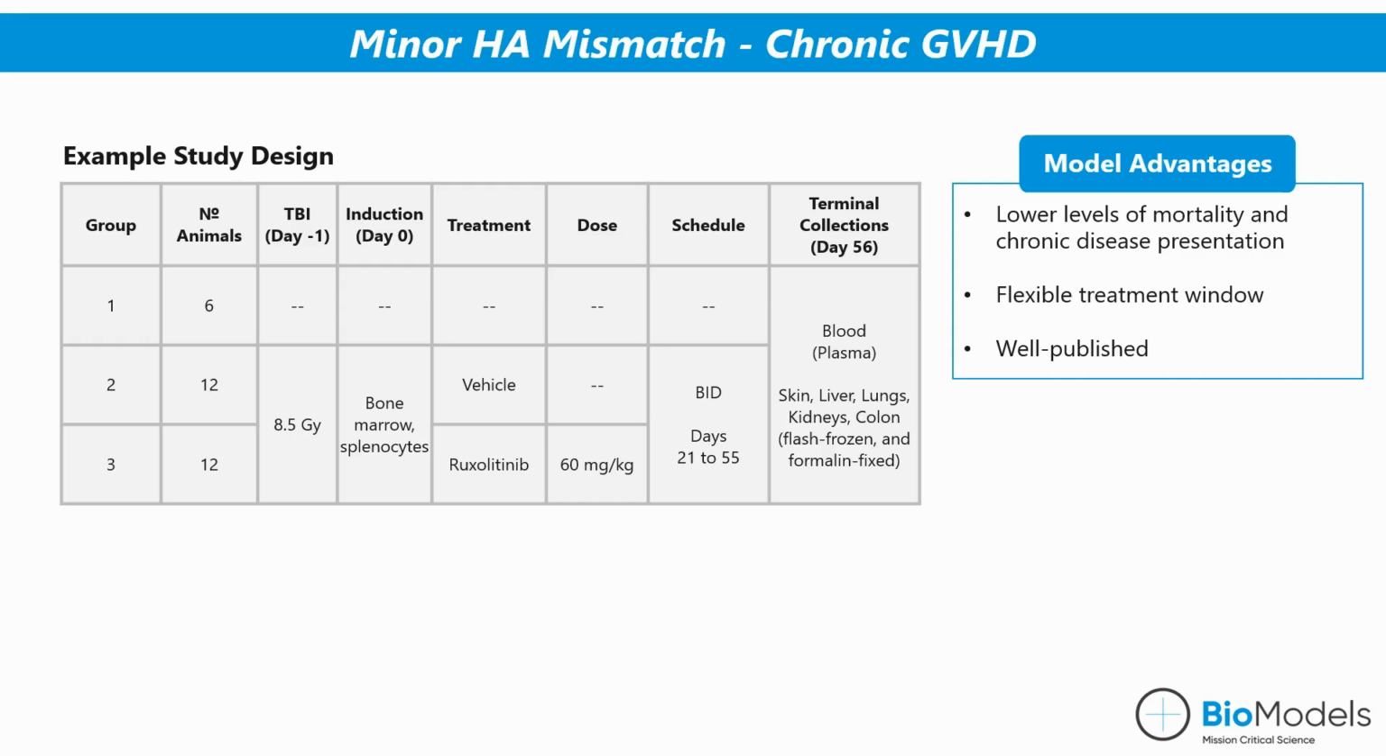So minor differences here within the model. We have a higher TBI dose with these black 6 host animals. Induction's very similar in terms of cell transfer. And then the other difference is that we typically recommend treatment start around day 21, as that's normally when we see increases in clinical disease.